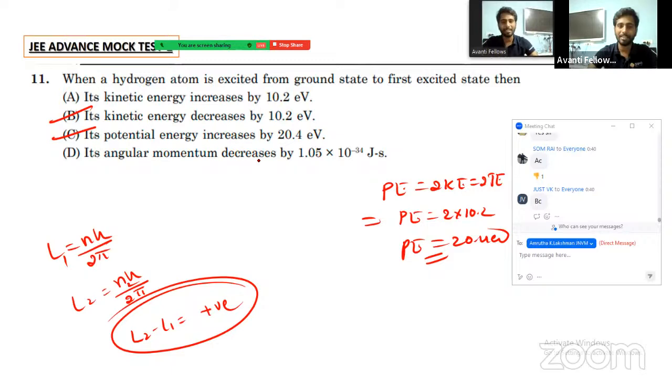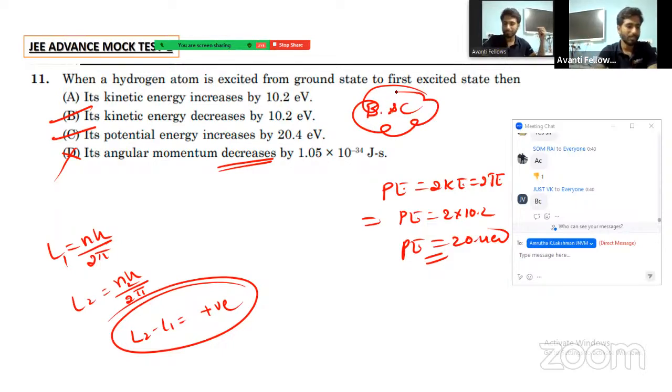Here they say it should not be decreased, it will go on increasing because L is directly proportional to n. It should be increased, not decreased. So option D is correct. Correct option for this question will be B and C. Clear now? Is it clear for everyone?